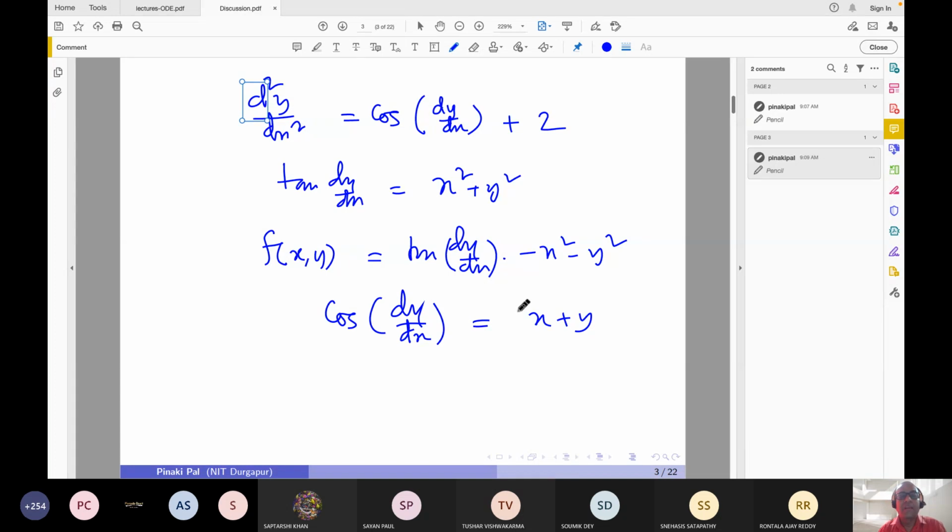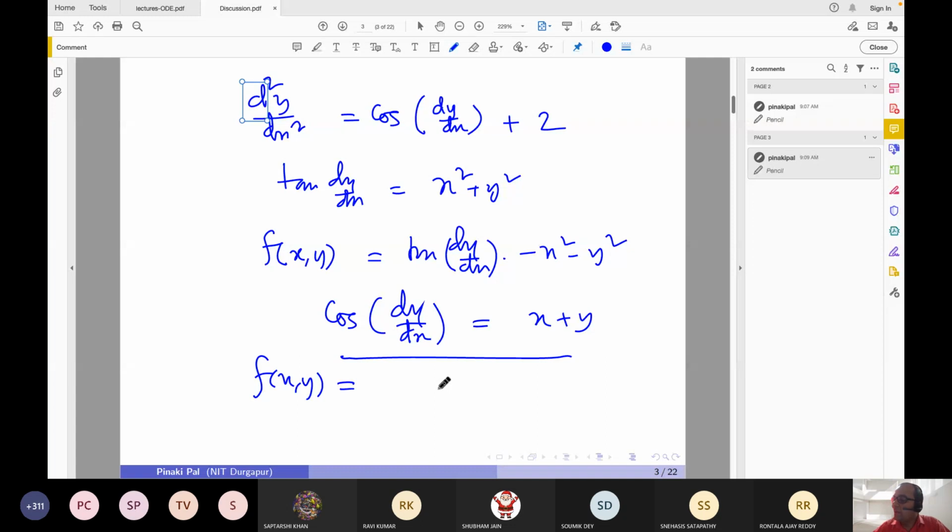That's it. Sir, cos(dy/dx) is equal to x plus y, so degree is defined as 1, sir? Order 1, degree 1, sir? No, degree will not be defined, so it is not a polynomial function, it is a cos function of the derivative, you see. But can we transfer it to the other side? No, that transformation is not allowed while defining the degree. Inverse is not allowed.